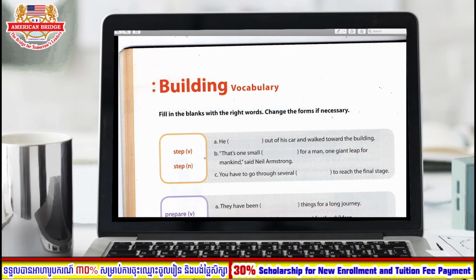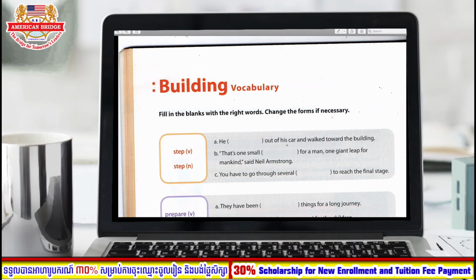So we have 3 sentences, so you need to choose the correct part of speech in order to complete these sentences. So the first one, he blank out of his car and walked toward the building. First of all, you need to identify what part of speech you need to put right here. It's definitely a verb, right? Because he is the subject and is supposed to be followed by the verb. So you know the word step functions as the verb to put here. But you need to look at the tense.